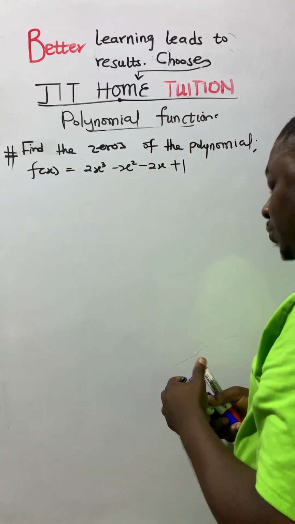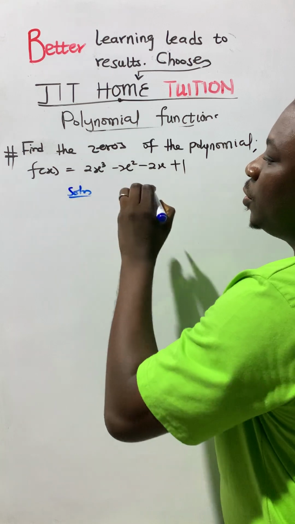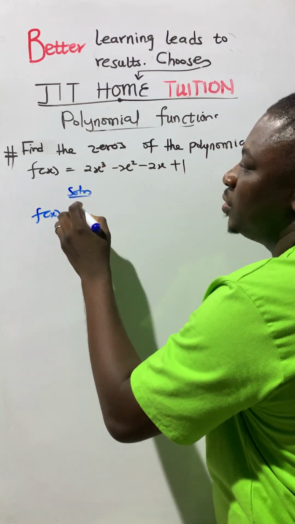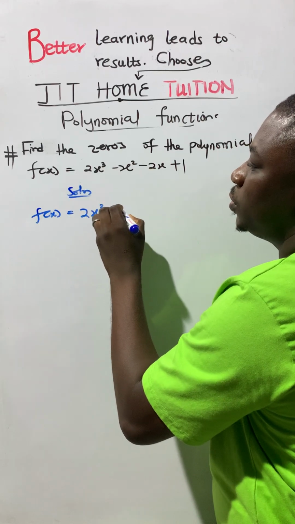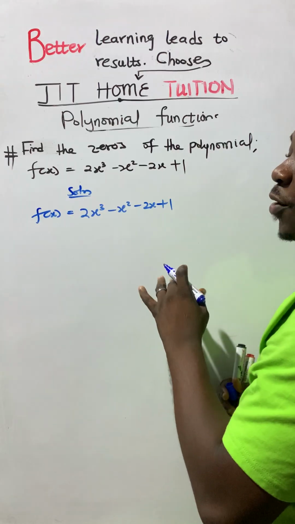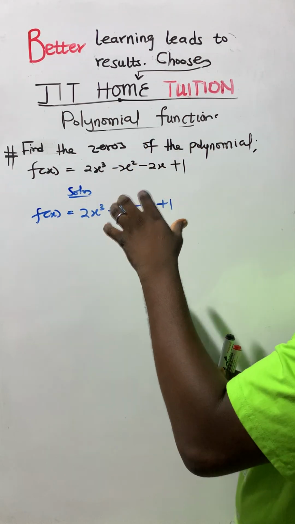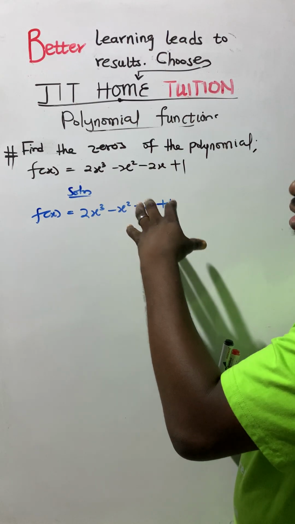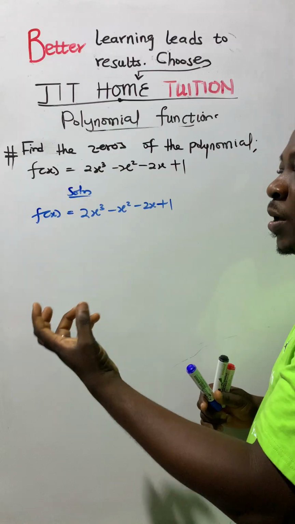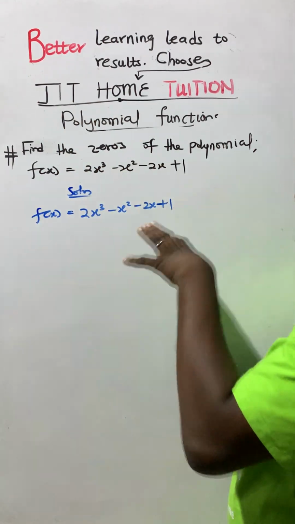When a question like this is given to you, how do you go about it? First of all, you write the function, which is 2x cubed minus x squared minus 2x plus 1. I've already explained what the zeros of a function are. They come from the factors. You equate the factors to 0, and when you put the zeros into the function, it should be equal to 0.